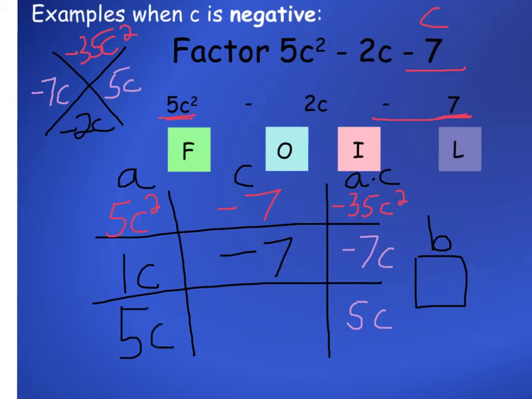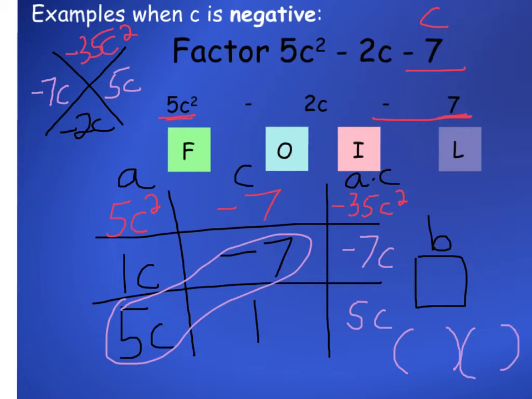Lastly, what's the greatest common factor between negative 7 and 5c? And the greatest common factor there is just 1. So remember what we do next. We circle these two, and that will be our first parentheses. I kind of ran out of room here. Sorry. So our first parentheses will be 5c minus 7. Our second parentheses will be c plus 1. Now let's check it.